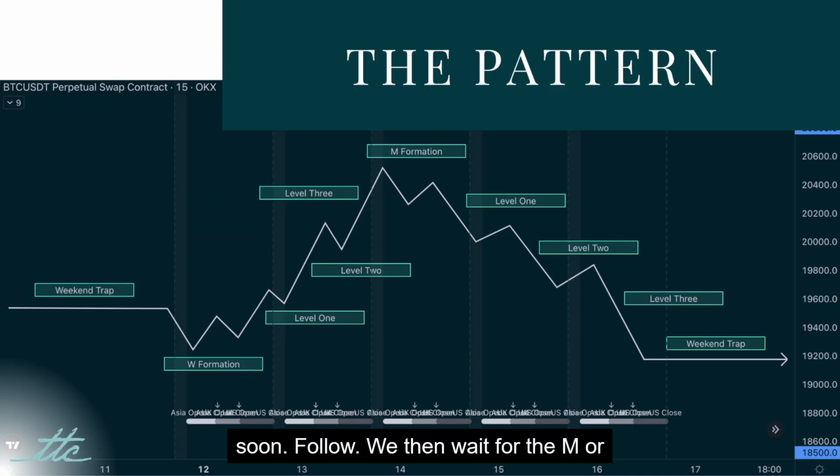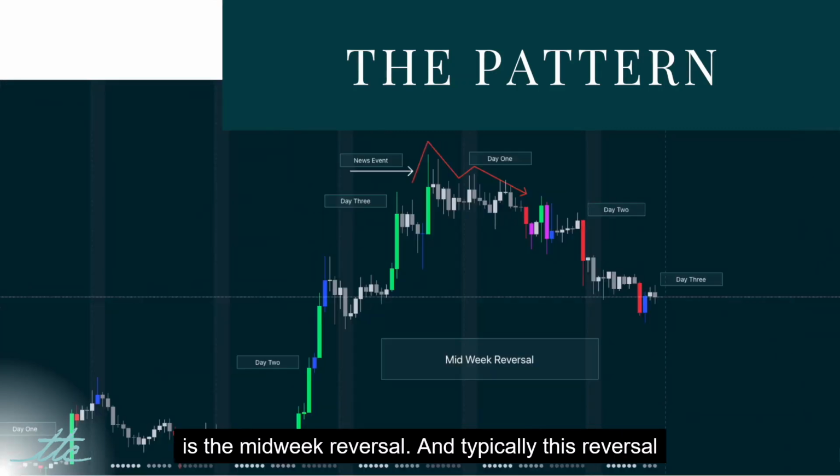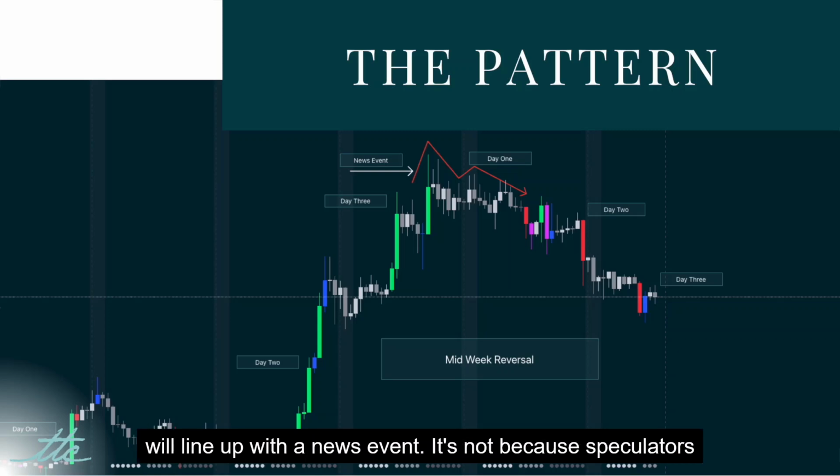We then wait for the M or W at the other end of the 3-day or 3-level trend, and look for our trigger on the second peak to get an entry for the next 3-day or 3-level trend. This is the midweek reversal, and typically this reversal will line up with a news event.